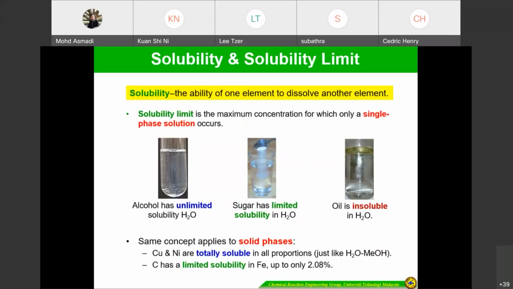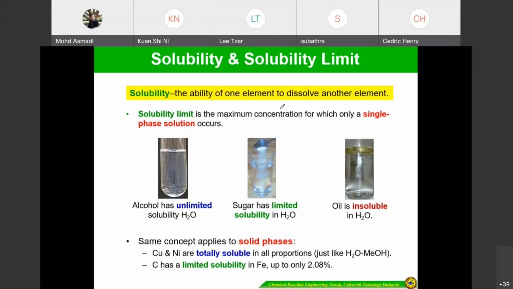The third one is the definition of solubility and solubility limits. Solubility is the ability of one element to dissolve another element. Like the previous topic, if you still remember, defects and imperfections, the solute there was more about replacing atoms or filling the vacancies between the atoms. But solubility is more about one element dissolving another element. And the solubility limit is the maximum concentration at which only a single phase solution occurs.